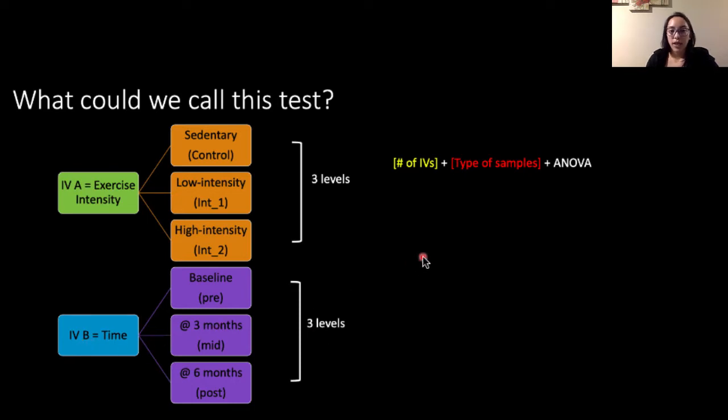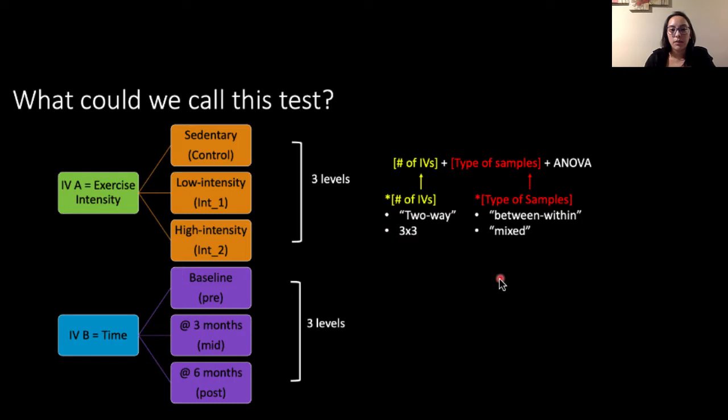So when we are trying to think about what we would call this test, we still have the same components that are needed for naming a two-way ANOVA. We have to indicate the number of independent variables that we have, so either calling it a two-way or a level-by-level description. So in this case, it would be a 3x3.